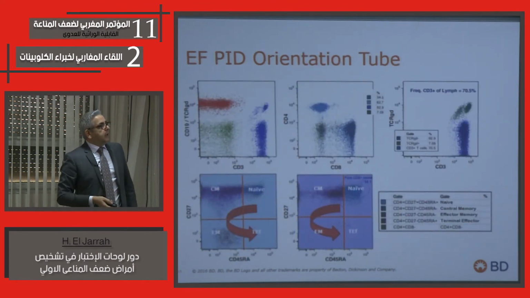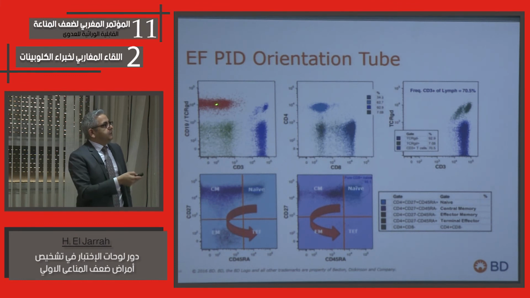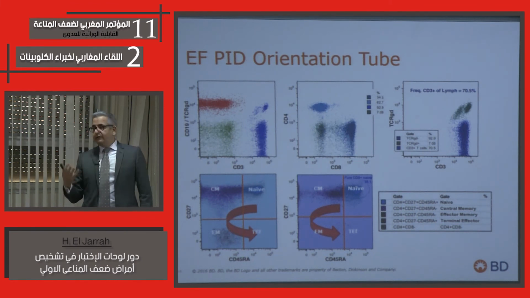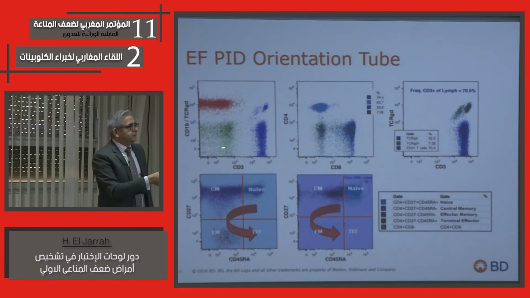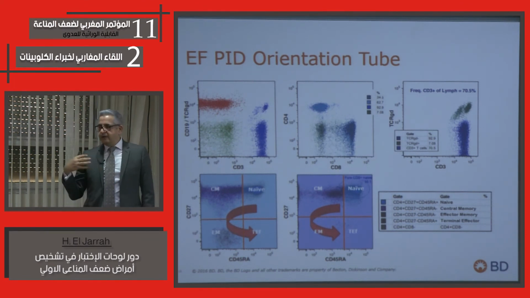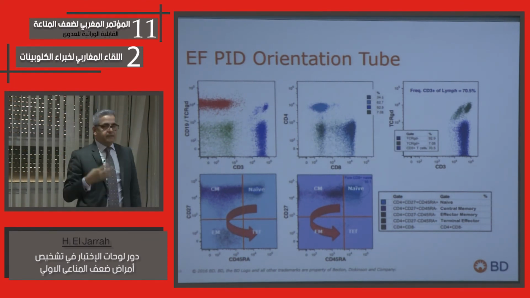Now this is another example where we see the B cells, T cells, TCR gamma delta. There is a dot plot I did not show because I didn't have space on the slide, but these green cells are NK because they have 56 and 16. Trust me, it's there.